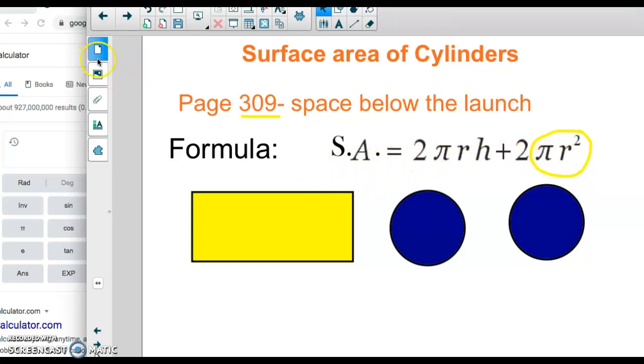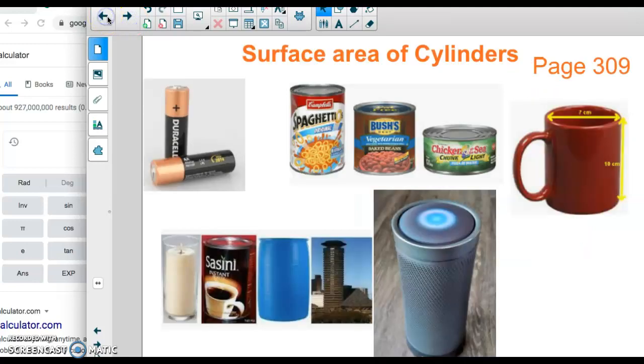And I just want to point out that, again, cylinders are made up of essentially three shapes. So we have our rectangle that wraps around, it's called the lateral area, and then we have the circle on the top and the bottom that are normally the same size. I gave you quite a few examples of cylinders in real life, and we'll be using some of these today.